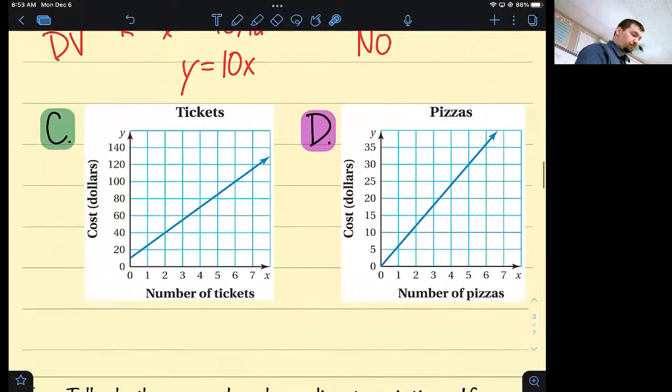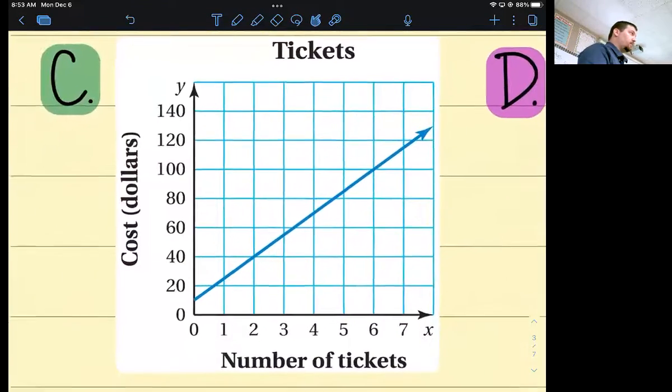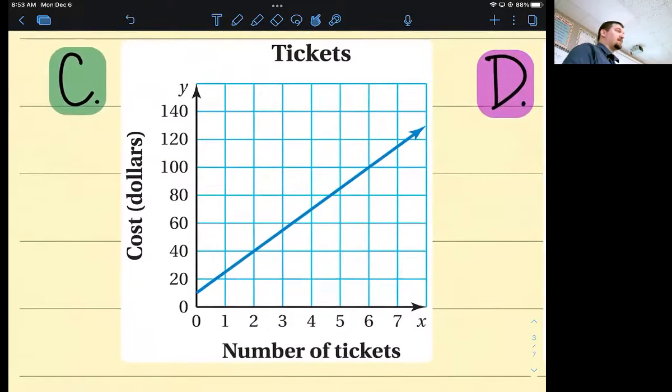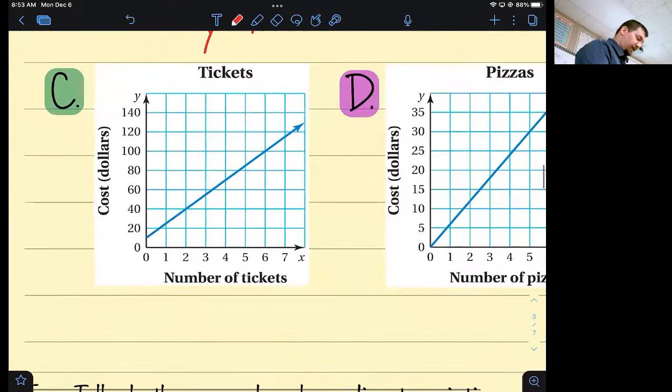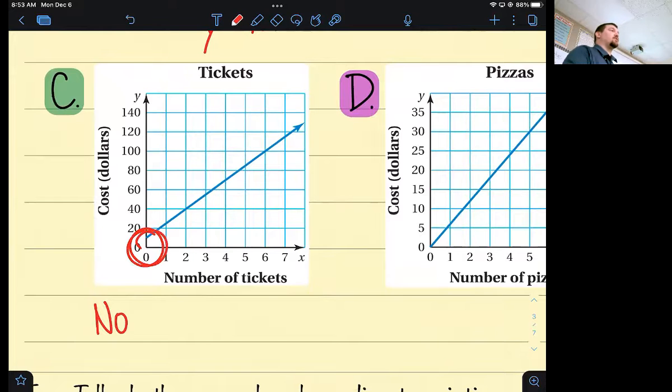Thomas, how you doing back there? Good. All right, Thomas, tell me if this is a direct variation or not. I can't hear you. Is not a direct variation. You are correct. Can you tell me how you know? Doesn't go through the origin. It has an initial value.